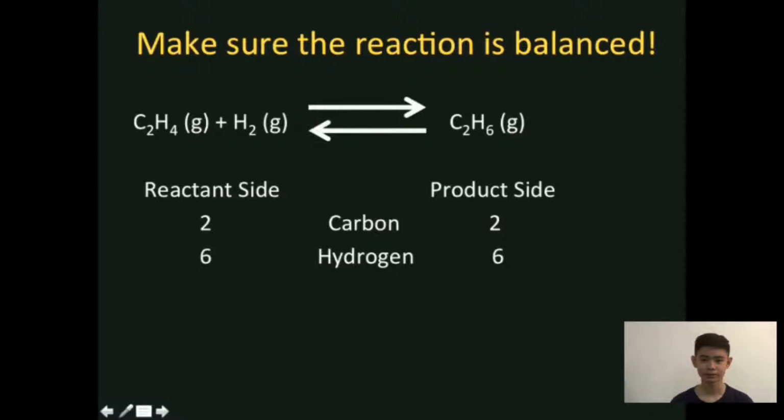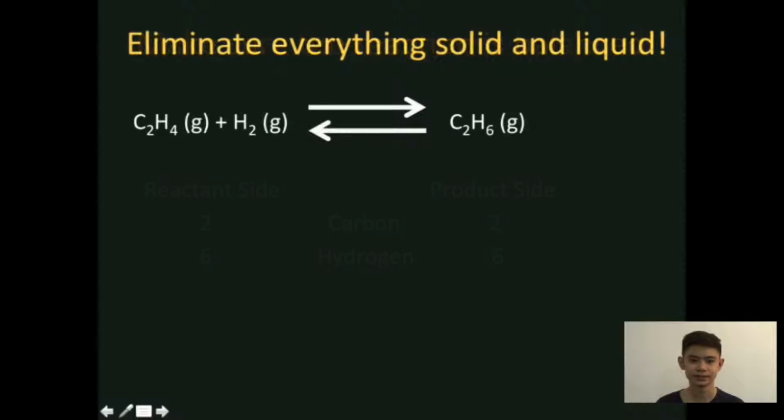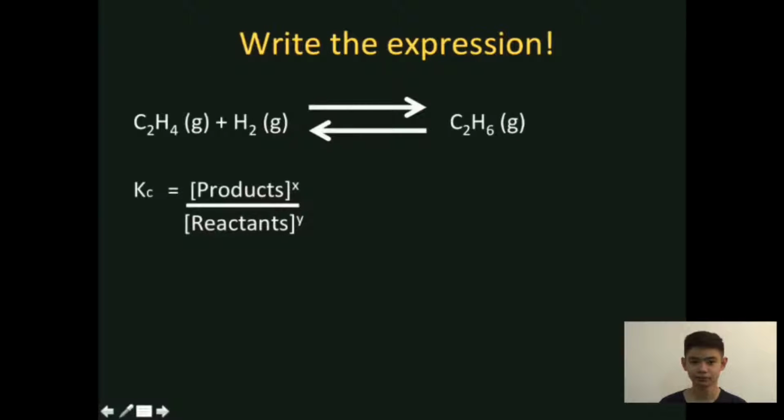After making sure the equation is balanced, the next step is to eliminate everything that is in the solid and liquid phases. Remember, we are only dealing with elements and compounds in the gaseous phase for this topic. The next thing we have to do is eliminate all of the products and reactants that are not in the gaseous phase. This means eliminating all of the reactants and products that are in the solid and liquid phases. Recall that for this problem, we are only going to deal with those in the gaseous phase.